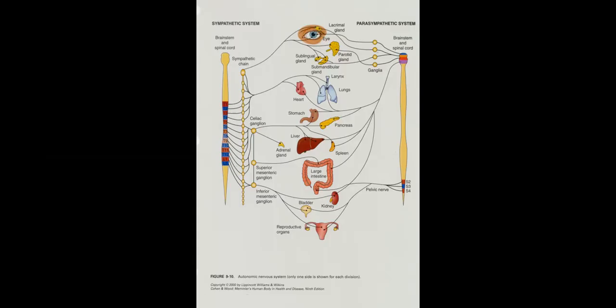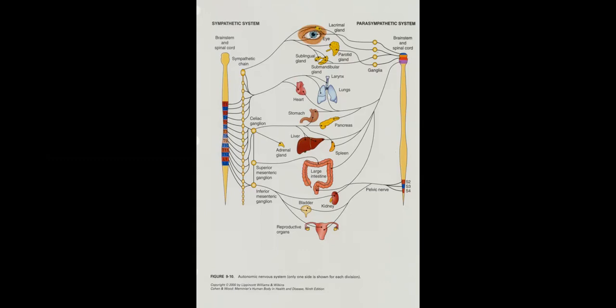Think about your systems. Which nervous system would cause your uterus to contract? Parasympathetic. Okay, it contracts things. And which nervous system will cause your uterus to dilate? Sympathetic. So you see how they are definitely necessary.